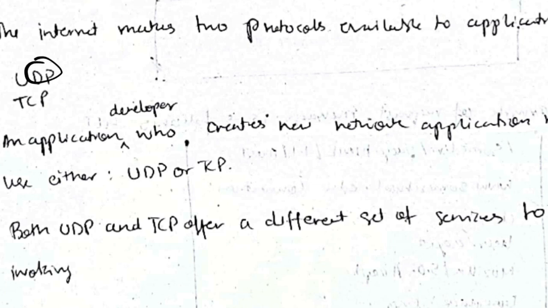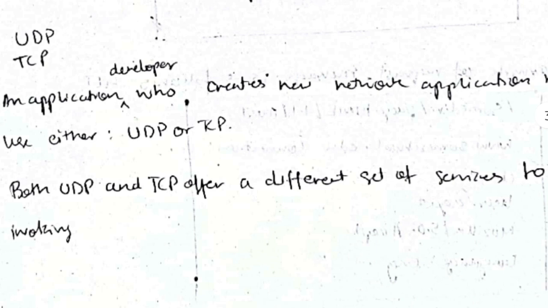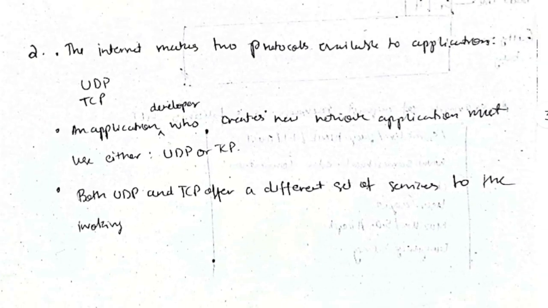UDP means it's a faster transmission, but it doesn't guarantee that the data will reach. And it's cheaper also. So that is the service provided by UDP. And coming to TCP, it means reliable data transfer. It's costlier because there is a lot of congestion control and error control. Those checks are going on. But at the end of the day, the data is transferred reliably. So those are the two services provided by the internet under UDP and TCP.